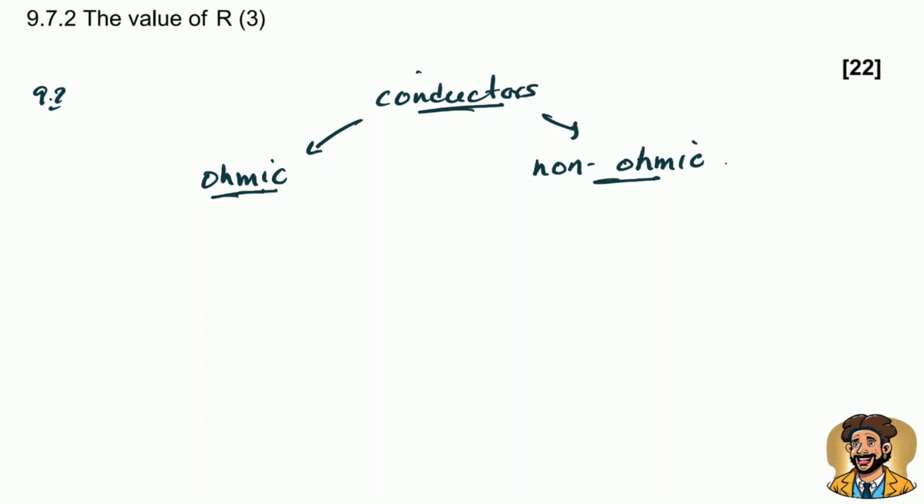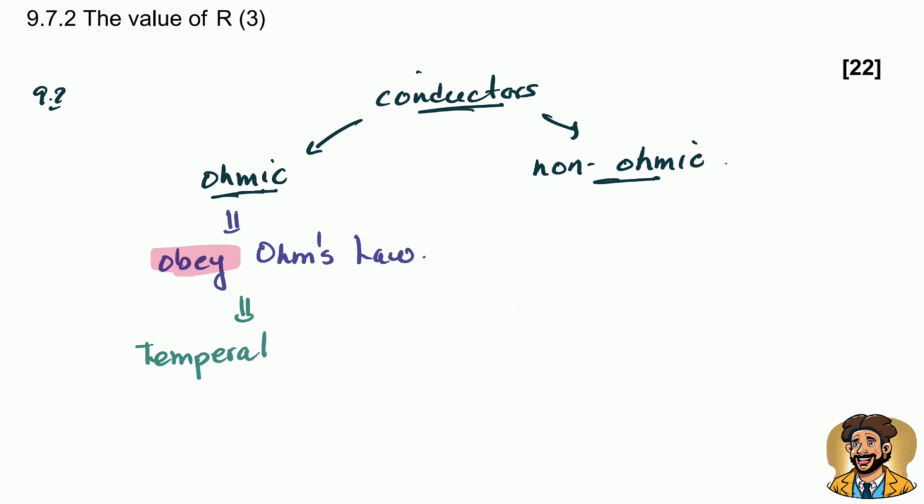Guys, it's not that bad. The ohmic conductor does obey Ohm's law. Now, why will that be? Well, because temperature is constant, and if temperature is constant, so is resistance. Remember, resistance depends on temperature. If temperature changes, resistance changes as well. So that is why certain conductors obey Ohm's law, and we call them ohmic conductors.